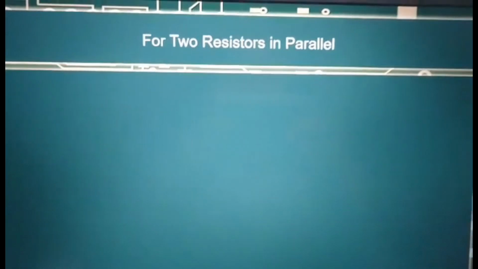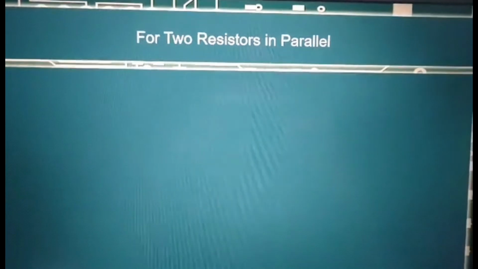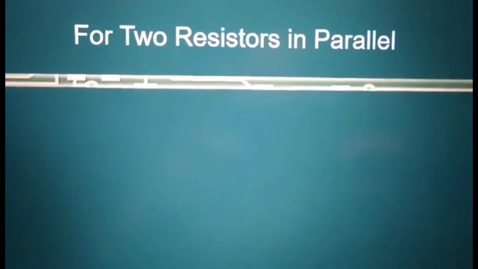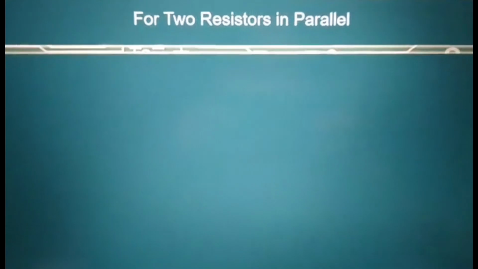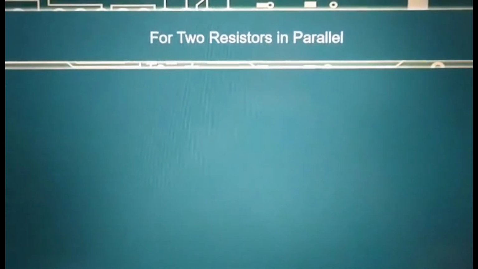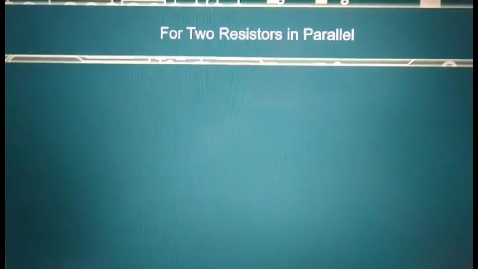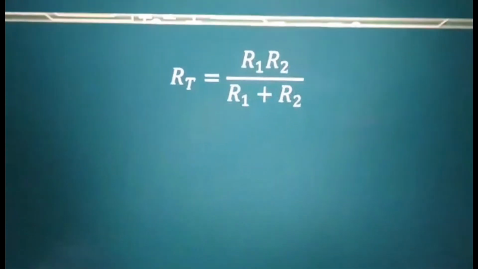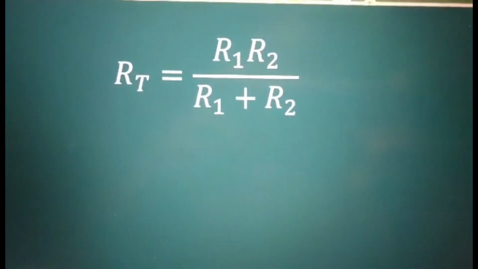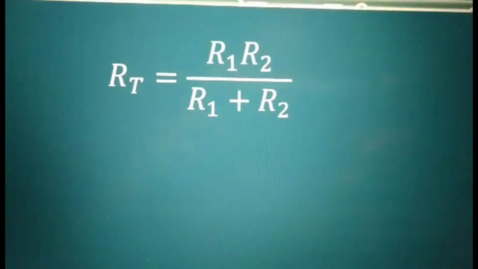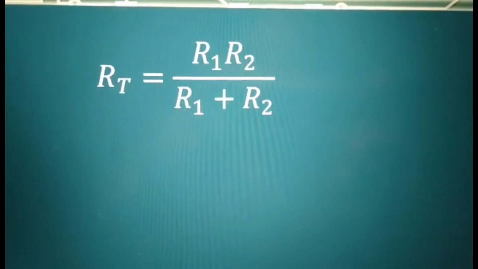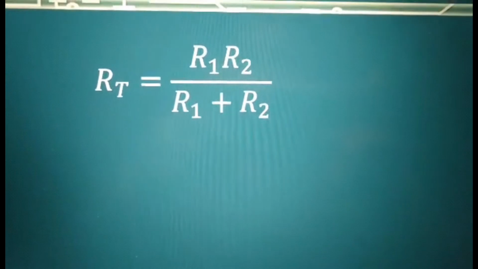There's a special rule for 2 resistors in parallel. So take note, this is only applicable for 2 resistors in parallel. So in order to get the total resistance, we can use this formula. So RT is equal to R1 times R2 divided by R1 plus R2. Or in short, we divide the product of the 2 resistors by its sum.